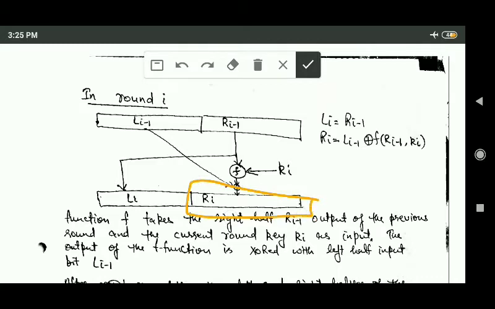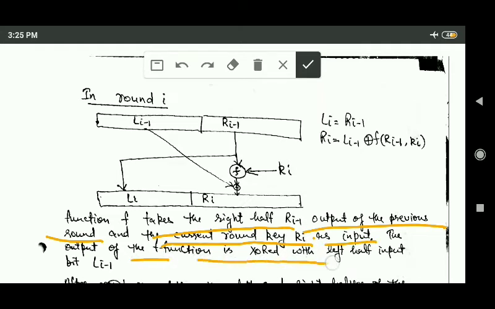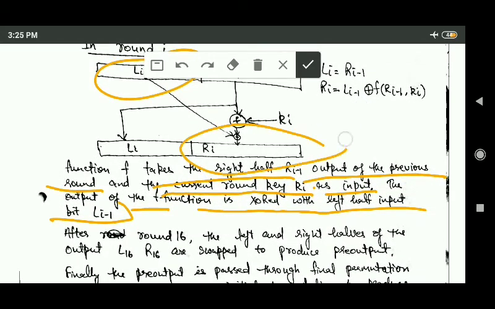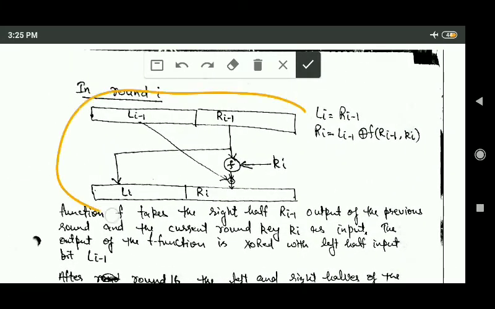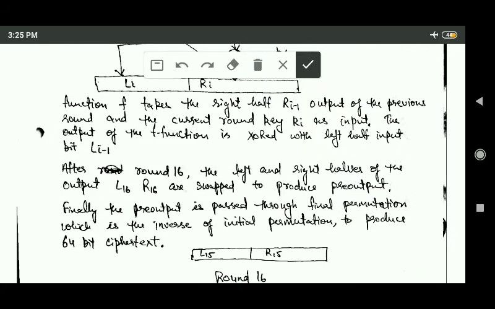And whatever the final result is, that becomes the right half of the output. So there is a function f which takes the right half input, R(i-1), and the current round key Ki as input, and the output of this f function is XORed with the left half input bits, L(i-1), and the result becomes the right half of the output. This is the way the output is produced in round i of encryption. All the 16 rounds of encryption produce the output in the same way. The same function f is used in all rounds.